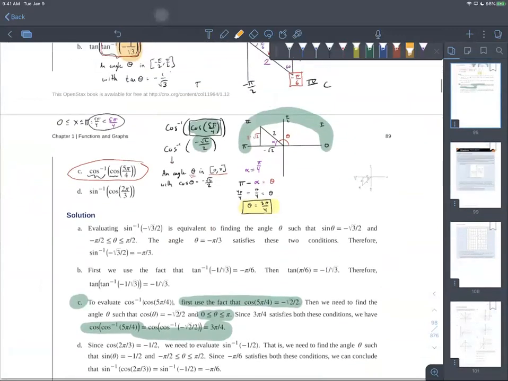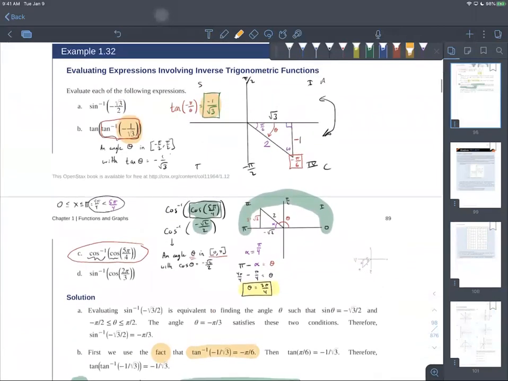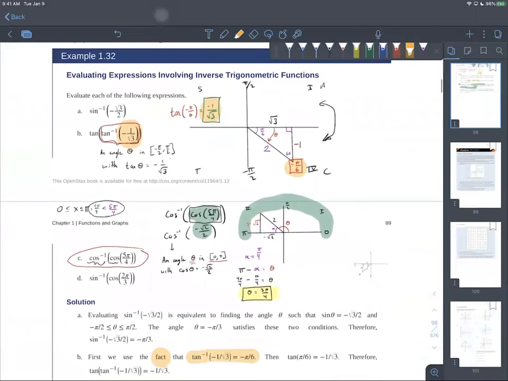Let's take a look at the answer. It says, first we use the fact that tangent inverse of negative 1 over the square root of 3 equals negative pi over 6. And that is true, but of course, this is the section where we just learned it. This is a review. Well, we should know that.